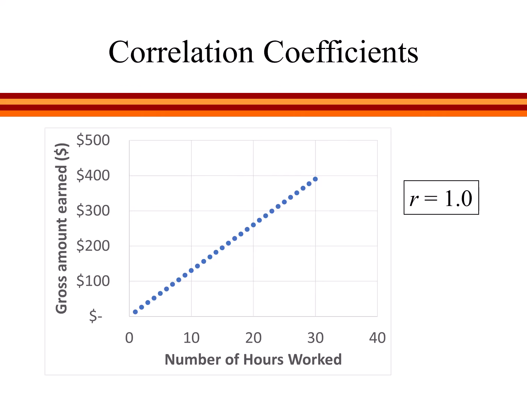No more, no less. But these kinds of perfect relationships are very rare in the real world because it's very rare for an outcome to be perfectly or solely determined by just a single other variable.